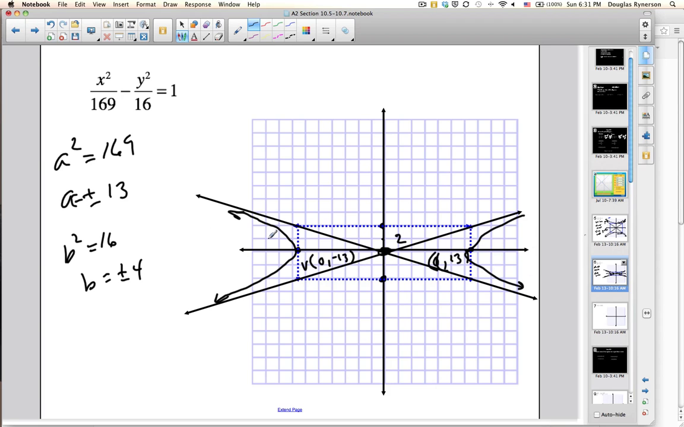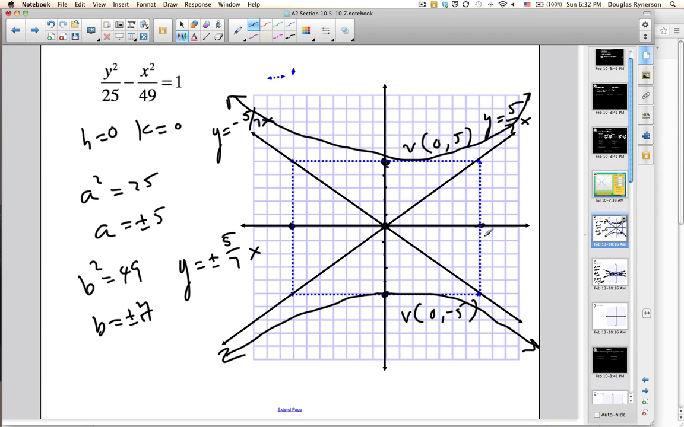Now, I neglected in the previous problem to put in the foci, so I'm going to go back and catch that. Remember, we're working with c squared. That's the distance from center to the focus. Right? a was the distance from the center to the vertex. c is the distance to the focus. So c squared is a squared, which was 169, plus b squared, which is 16. So c squared is equal to 185, so c would be equal to plus or minus the square root of 185. So it's just a little bit more than 13. So we're going to pop out over here and over here.